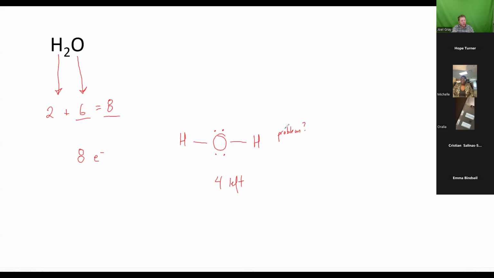Now, typically when we draw water, we draw it with this structure. And that's because those lone pairs of electrons occupy way too much space. Now, in this structure right here, how many electrons are surrounding oxygen? Two, two more, two more, two more. So I've got 8 electrons. So this is my structure for water. Does every atom here have a satisfied octet? It does. All of these atoms are good.